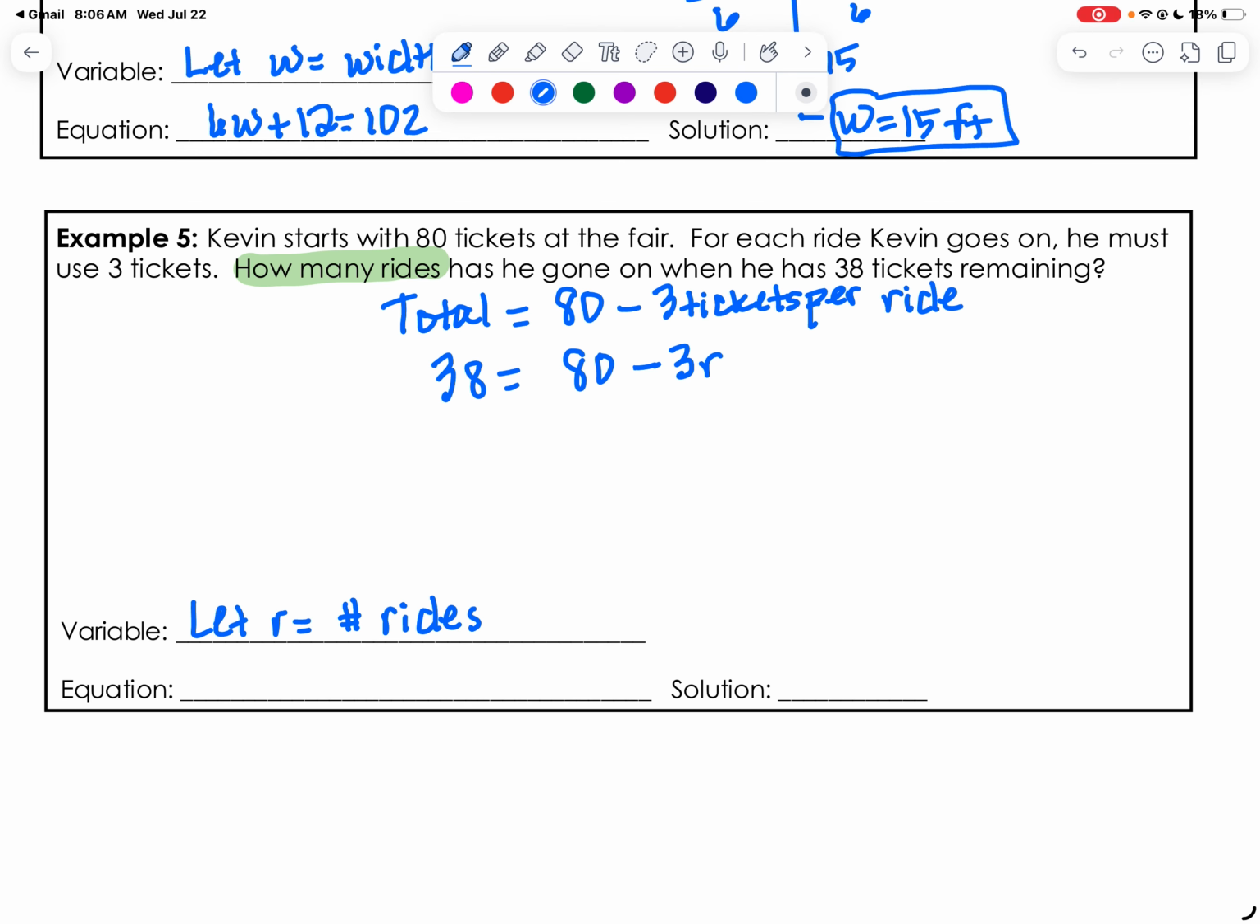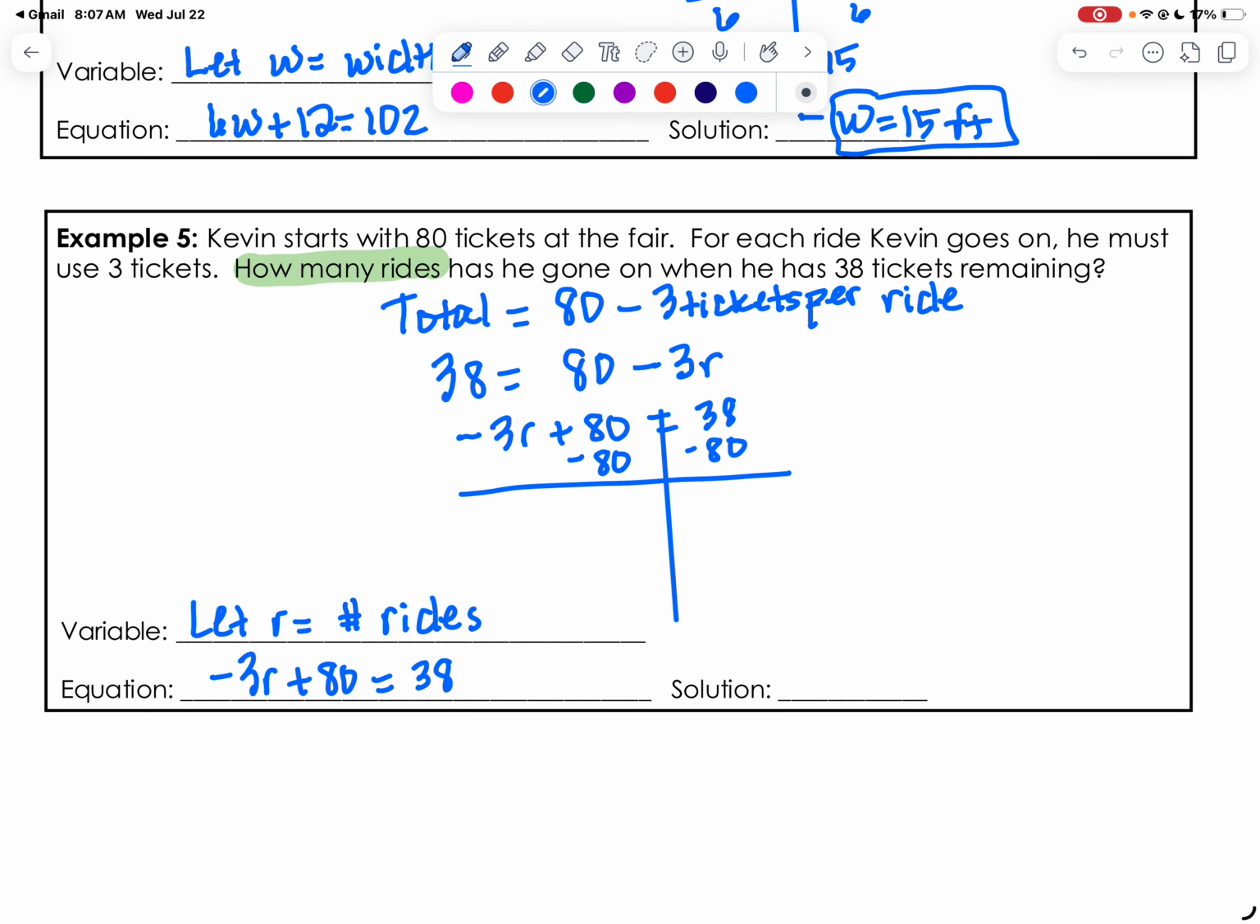So again, when I write my equation, I like the variable to come first. So I'm going to put negative 3r plus 80 is equal to 38. And this is the equation I'm going to solve. So let me write that down here in the correct order that I want to solve it in. Negative 3r plus 80 equals 38. So if I subtract 80, I'll have to do 80 minus 38. This is going to be a negative number.